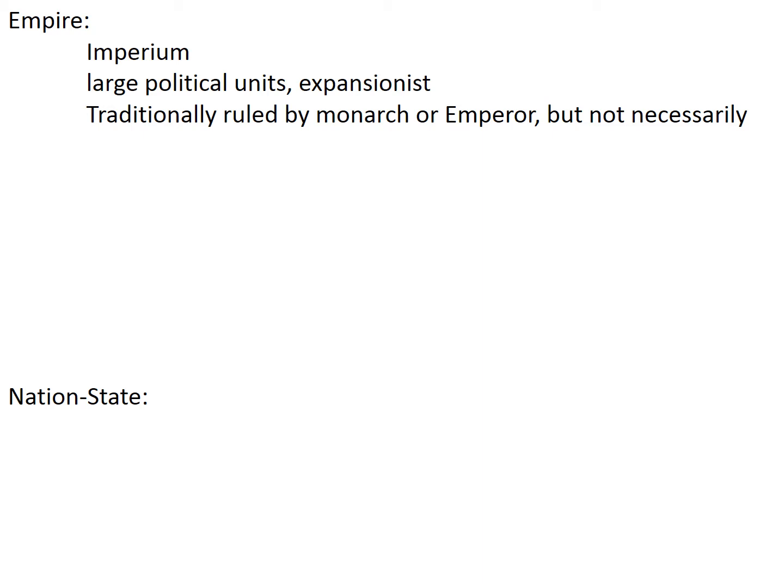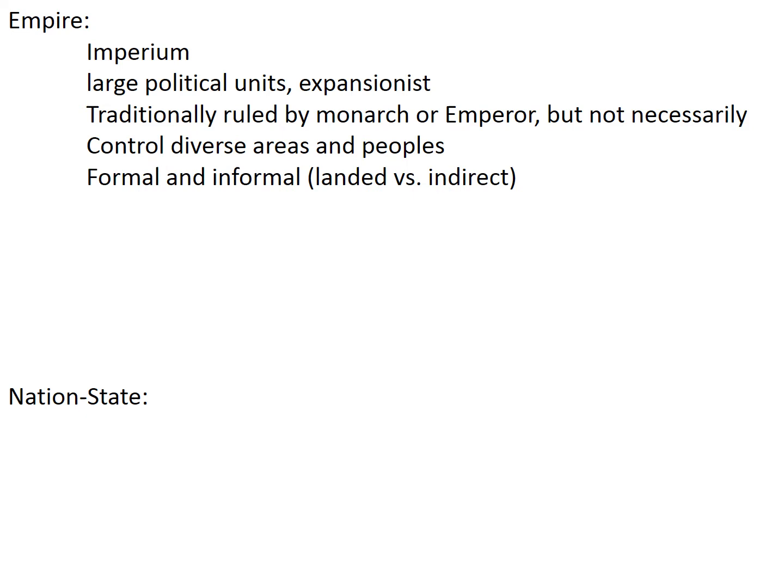Pretty much all historians would agree that the United States was an empire in the 20th century. But nonetheless, the United States was never an empire controlled by a monarch or an emperor, right? The United States is a representative republic in the 20th century. And so traditionally empires are ruled by a monarch or an emperor, but not necessarily. They control diverse areas of people. They can also be formal and informal.